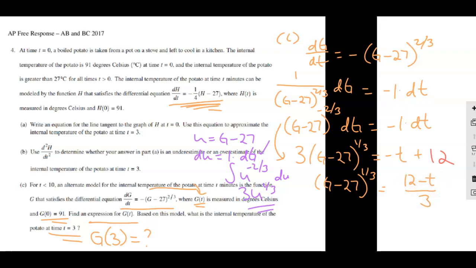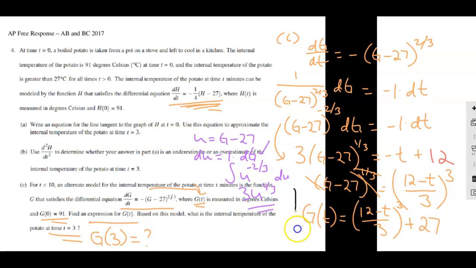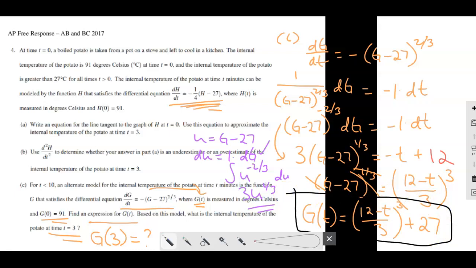And then to undo the cube root, you would cube both sides, right? So here, if I cube both sides, that would cancel, and then you just have to add the 27. So here is my G function. It's going to end up being 12 minus T over 3 cubed, and then plus 27. Right, there's the G equation. I don't know why I used black, because we have that black bar in the middle. Oh well, there we go. I'll put the box with red.